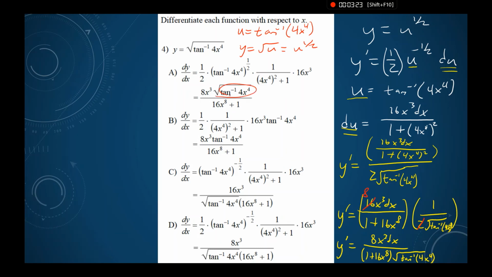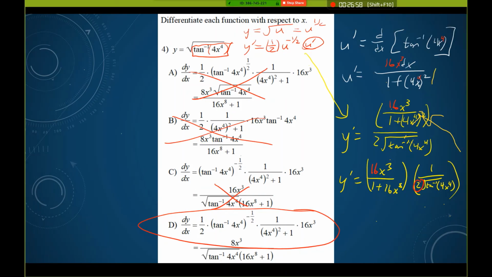So this first one has an arctangent on top, so it cannot be A. This second one also has an arctangent on top, so it can't be B. This third one looks really close. We've got everything we need on the bottom, but I've got a 16x cubed on top instead of an 8, so they did not divide by the 2. So not C, which leaves me with D. That's 8x cubed, which is what I have on top, 8x cubed dx, over arctangent 4x to the 4th power times 16x to the 8th plus 1.